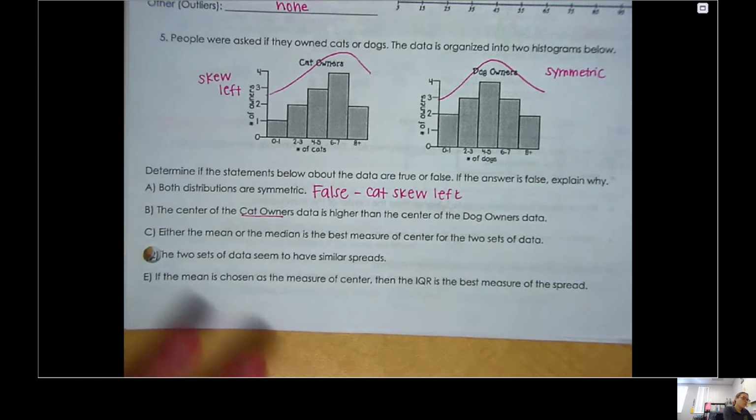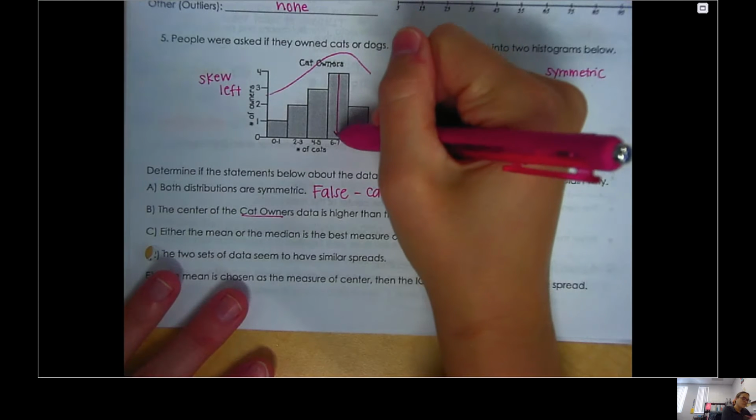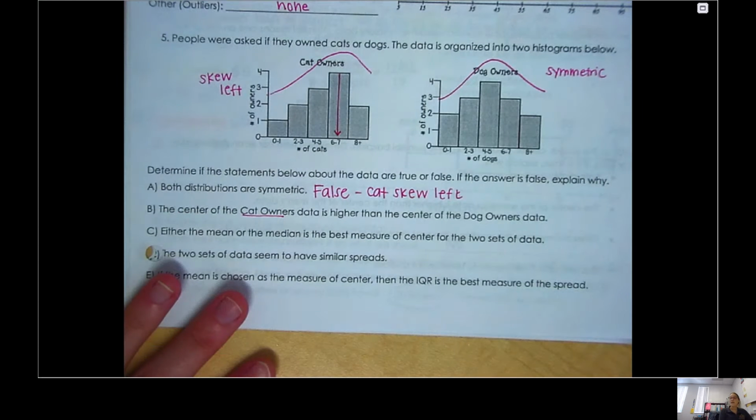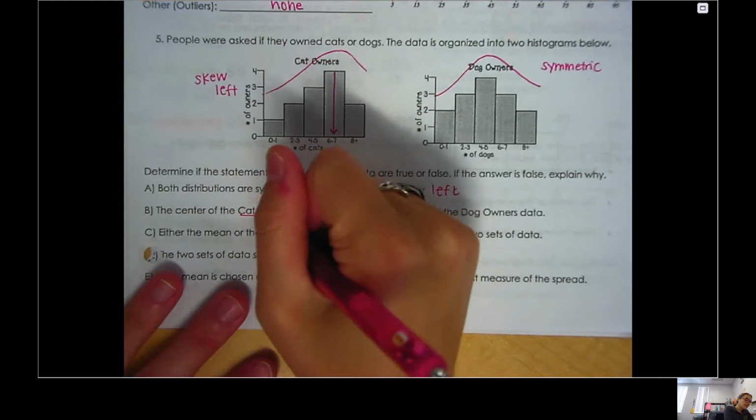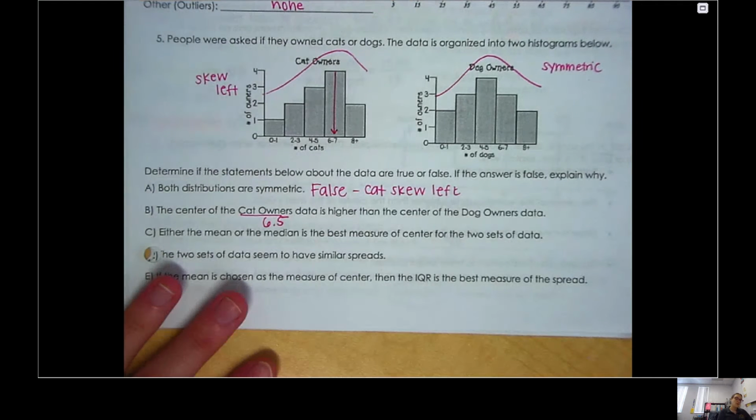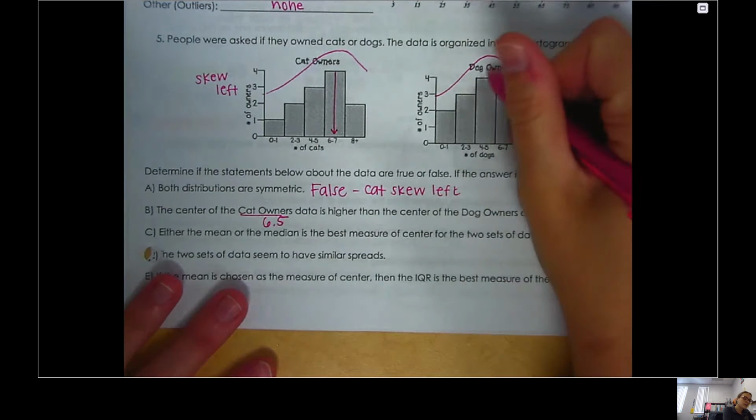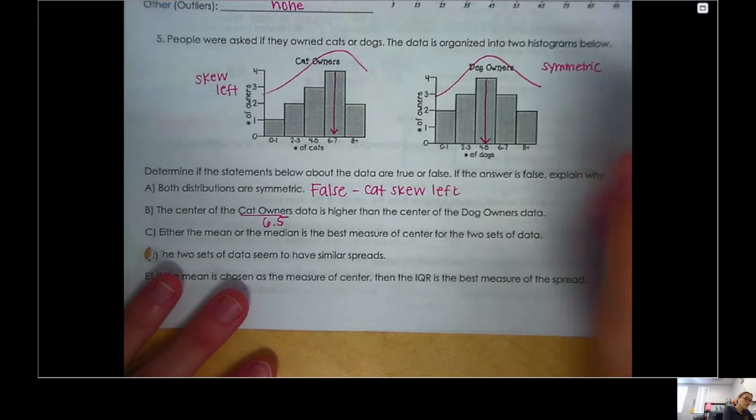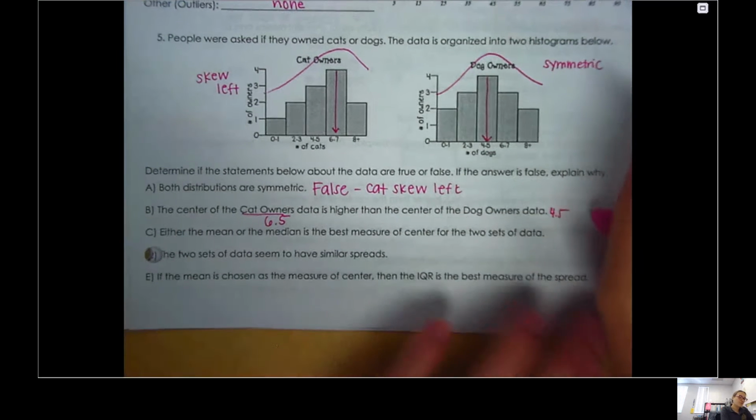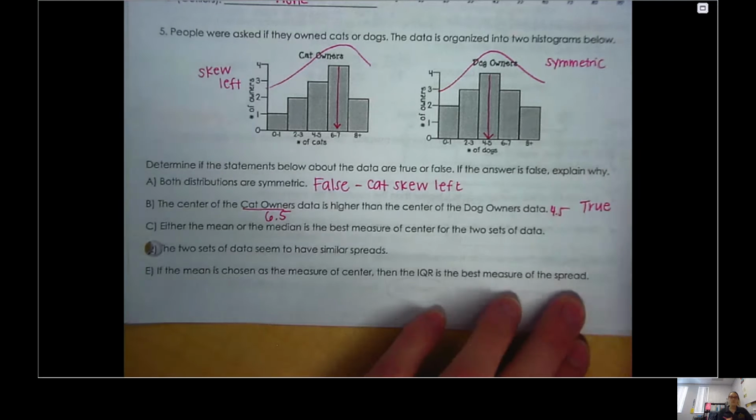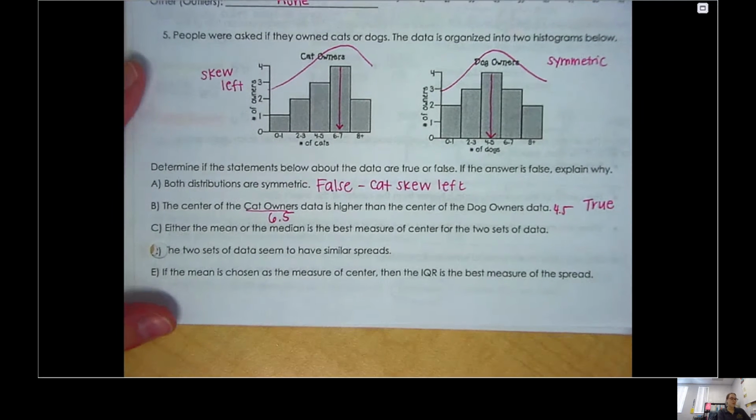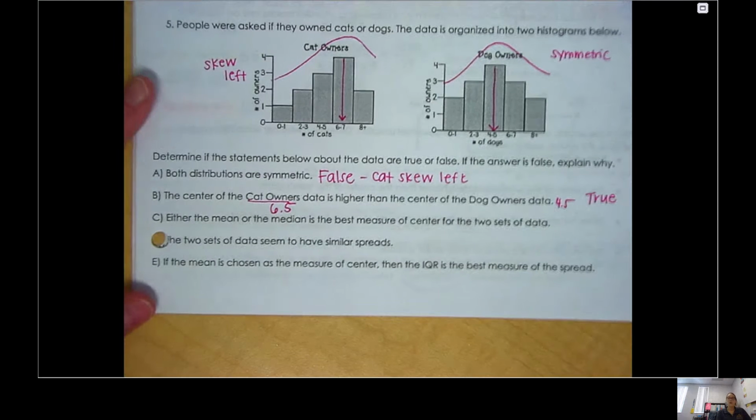Where's the top? Where does it go? So it's true. Cat owners are about 6.5. They're between 6 and 7. Where are the dog owners at? Where's your peak? Between 4 and 5. So this is true. Fix that if you got it wrong.